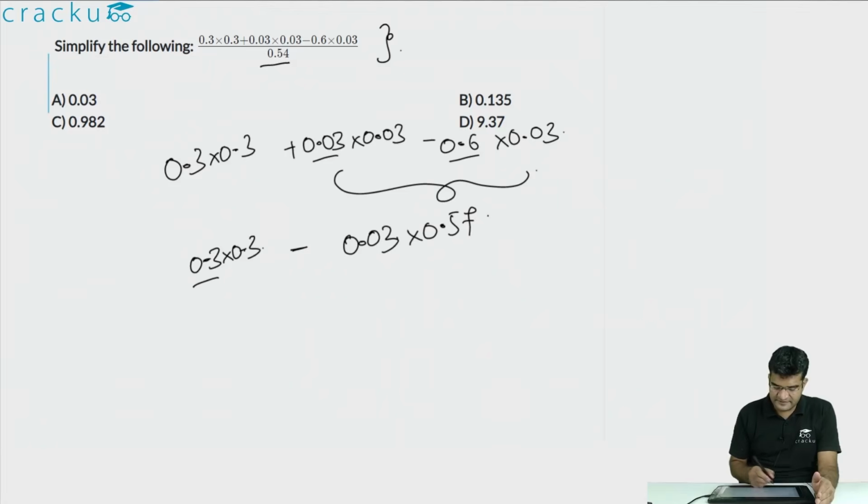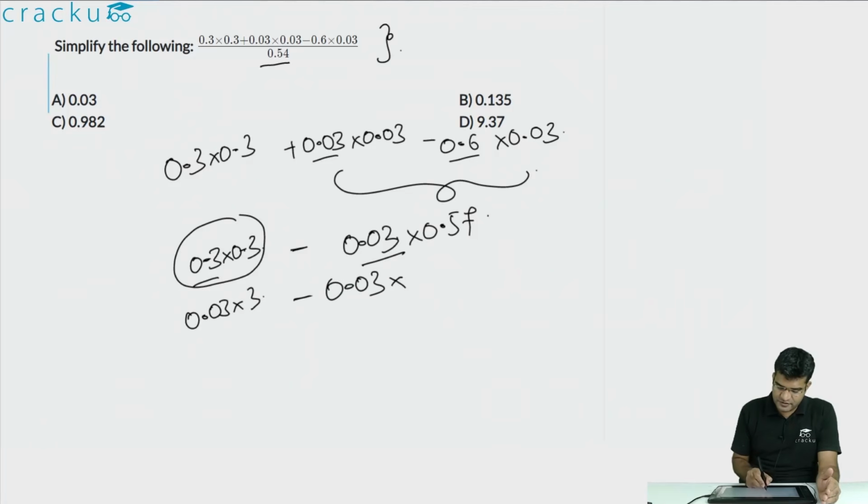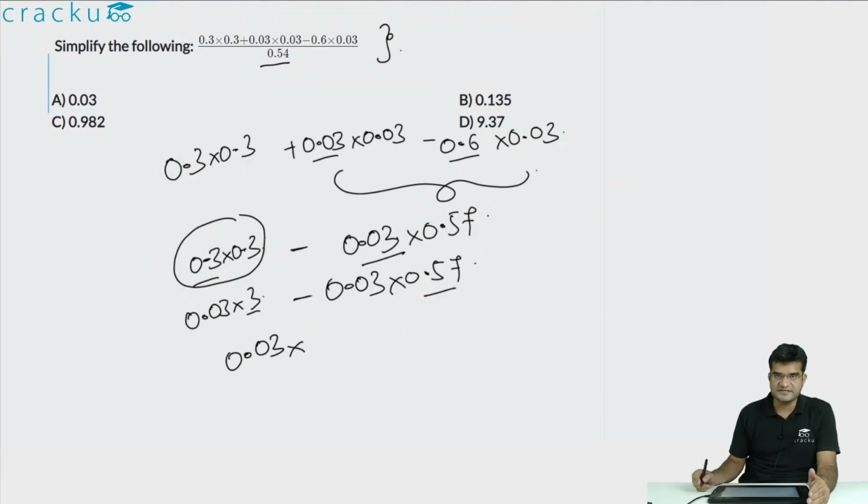Now in the first term we have 0.3, in the second term we have 0.03. So let us try to take 0.03 common. So we will change the first expression into 0.03 into 3. So the numerator of the given expression is equal to 0.03 into 3 minus 0.03 into 0.57. Now let us take 0.03 common. So this will become equal to 0.03 into 3 minus 0.57, which is equal to 2.43.